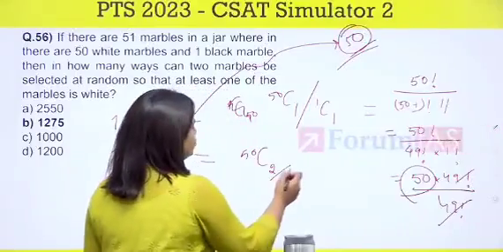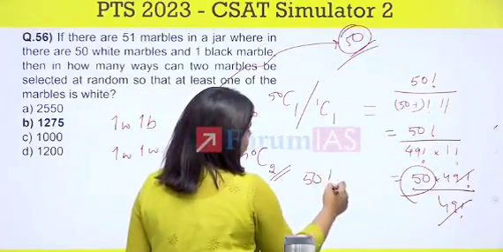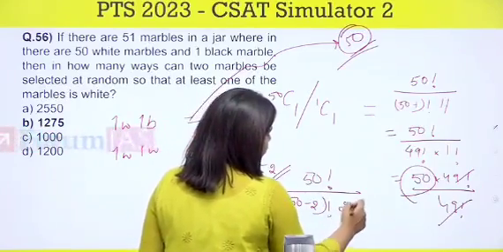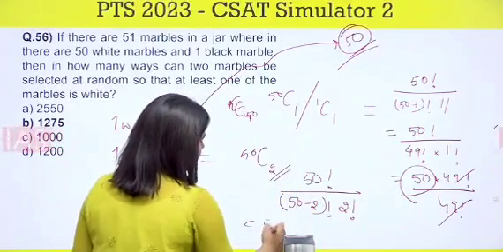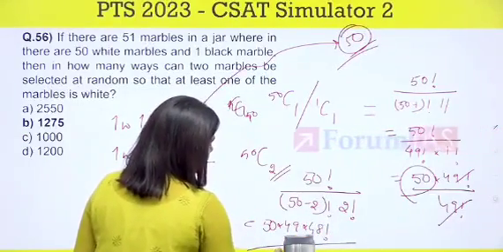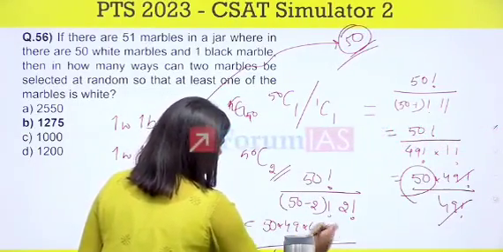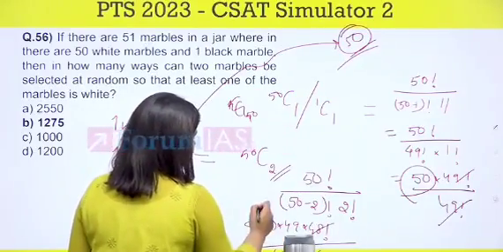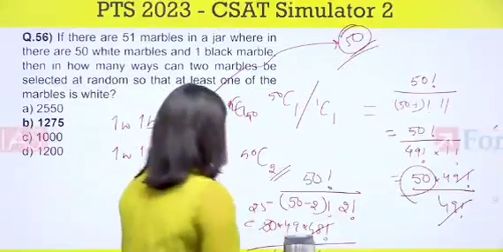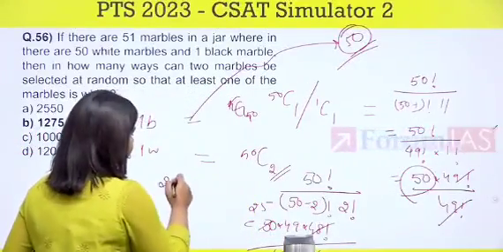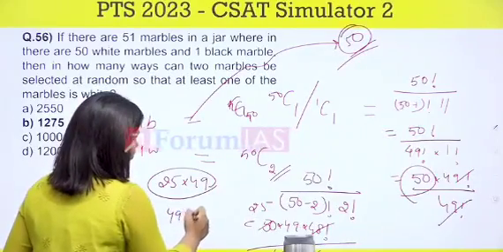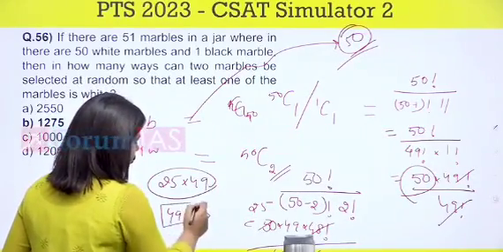Then 50 C2 means what? 50 factorial upon 50 minus 2 factorial upon 2 factorial, which means 50 into 49 into 48 factorial upon 48 factorial upon 2 factorial, which means 25 into 49. But this is a bad way to calculate. See, when we have to calculate, multiplying 25 into 49 is a problematic thing, but 49 into 50 was relatively easy. So I just multiply this.